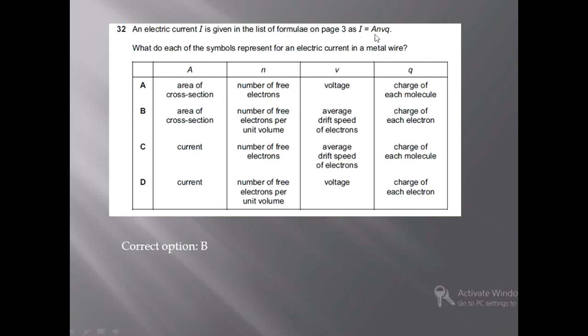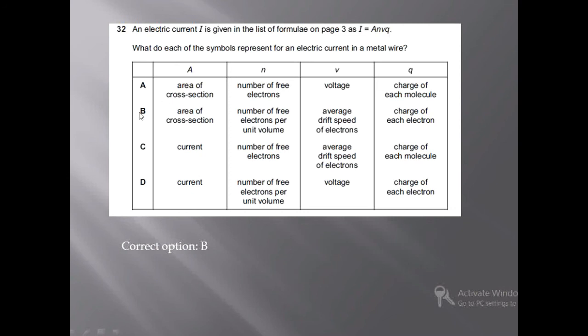A is the cross-sectional area, n is the number density or number of charge carriers per unit volume or number of electrons per unit volume, v is the average drift speed of the charge carriers or the electrons, Q is the charge on the electron or the charge carriers.